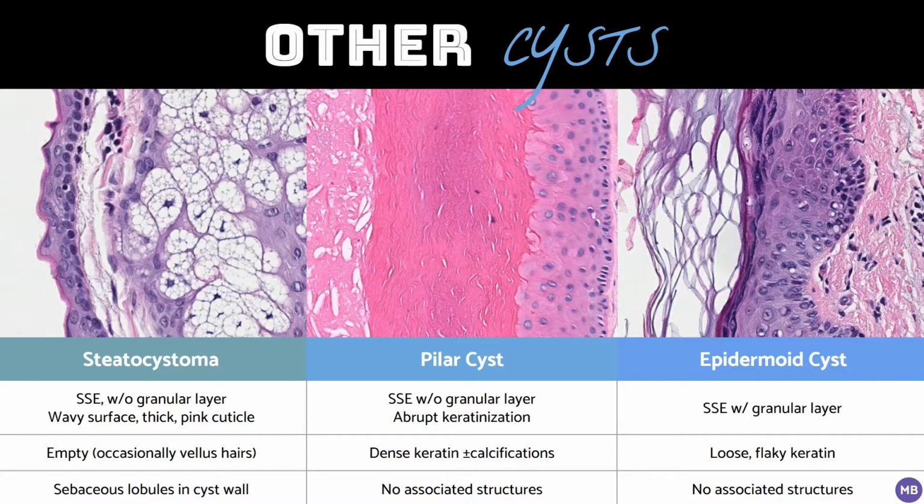Before I end this video, I do want to briefly mention some other cysts that may enter the differential. The first is steatocystoma, which is lined by stratified squamous epithelium without a granular layer. The epithelium has a wavy or shark tooth surface covered by a pink cuticle, with associated sebaceous lobules secreting material into the cyst. Next is pilar cyst, which is one of those nice 1x diagnoses thanks to the dense trichilemmal keratinization. When you actually look at it under the microscope, which you should always do, you'll see that it's lined by stratified squamous epithelium without a granular layer and abrupt, dense keratinization.